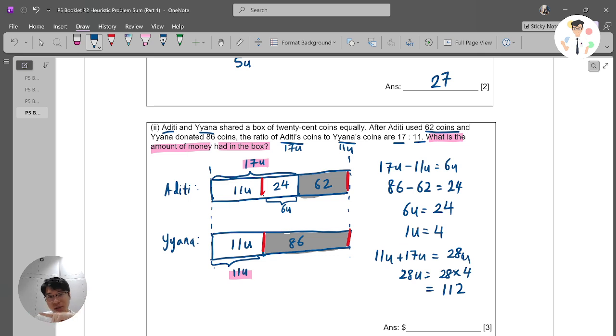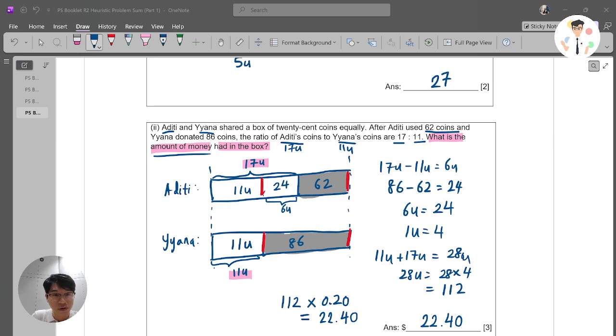But that's not what the question wants. The question wants the amount of money. What's the amount of 112 20-cent coins? So my last step is 112 times 20 cents. And you put it in a calculator, you should find out it is 22.4. And when you write here, you must write properly: $22.40. You must write this 0. Here, if you don't write it, it doesn't really matter that much. But when it comes with the dollar sign as the final answer, you must write the 0.